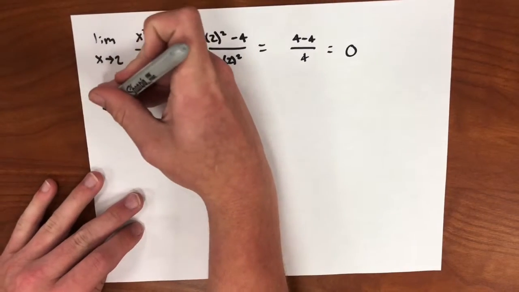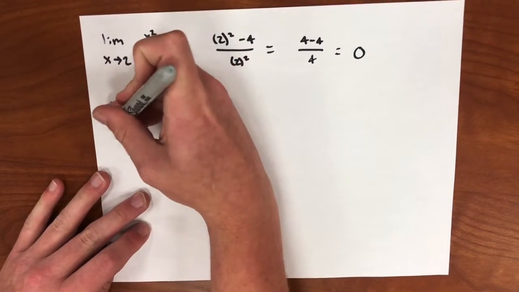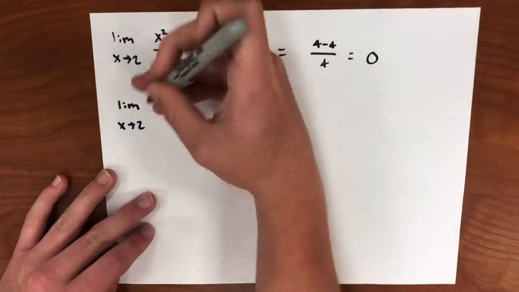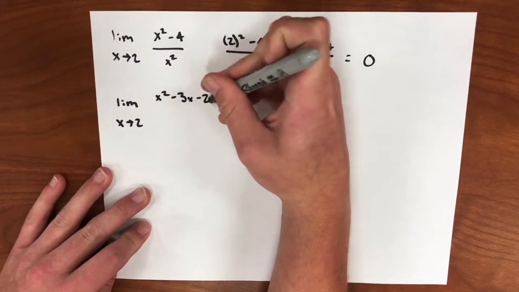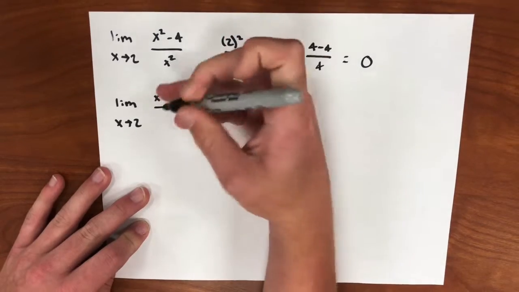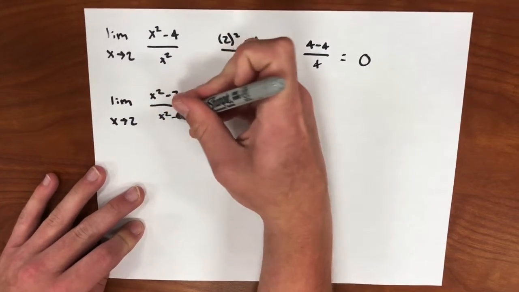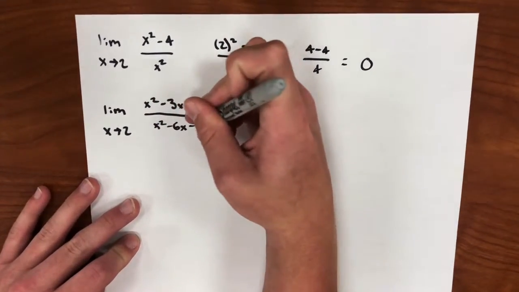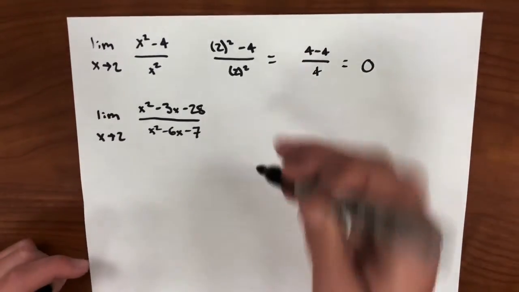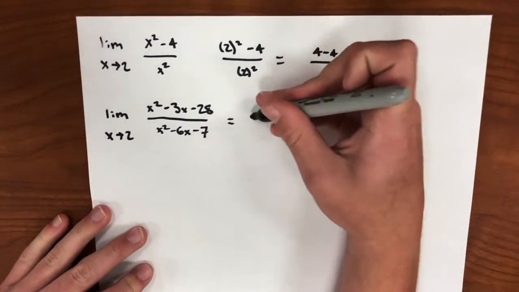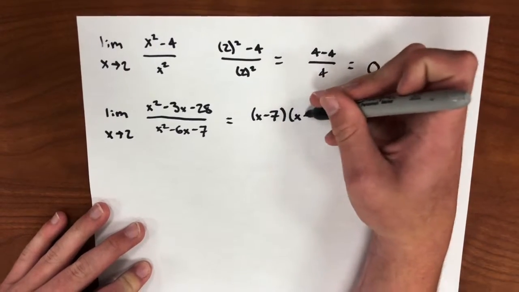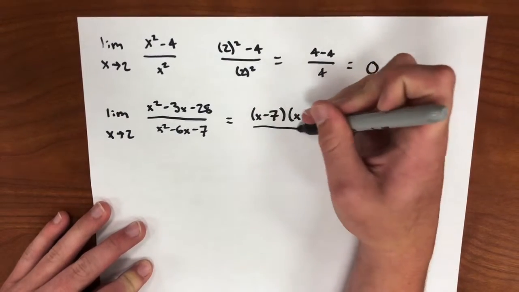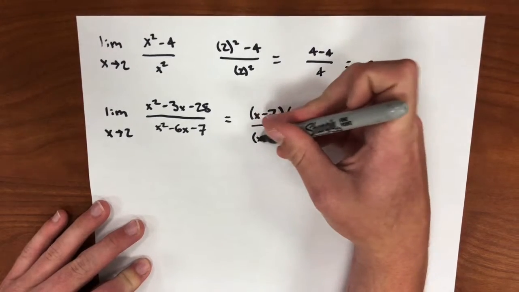And then let's do a more difficult one. Let's say x approaches 2 like so, and then we're going to say x squared minus 3x minus 28 over x squared minus 6x minus 7. So it's a little more complex function, but this function can be simplified if you factor. Let's say x minus 7 and x plus 4 on the top for that function, and then x minus 7 and x plus 1 on the bottom.